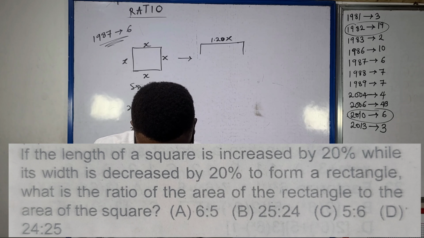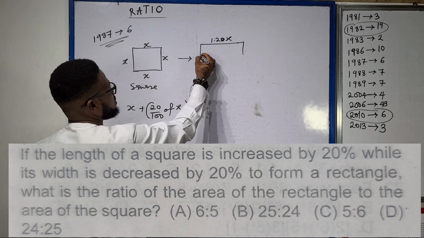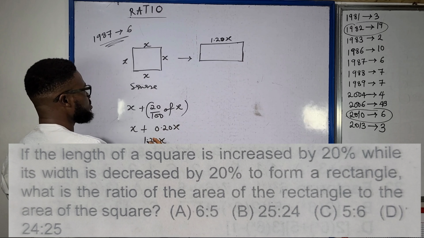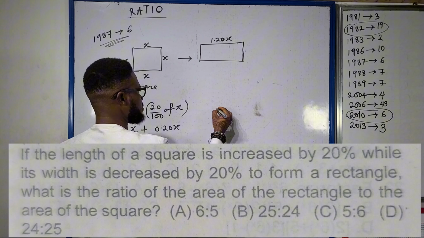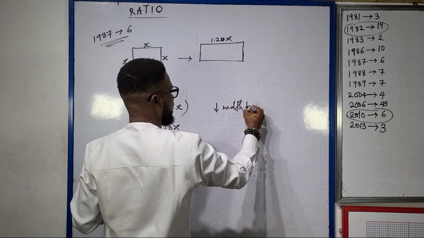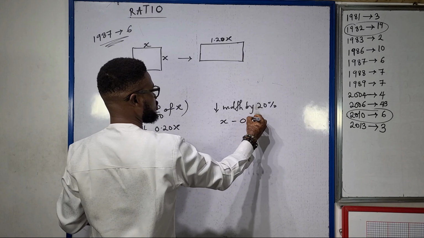So we were then told that its width is decreased by 20%. To decrease the width by 20% now, that's going to be x minus 0.20x.